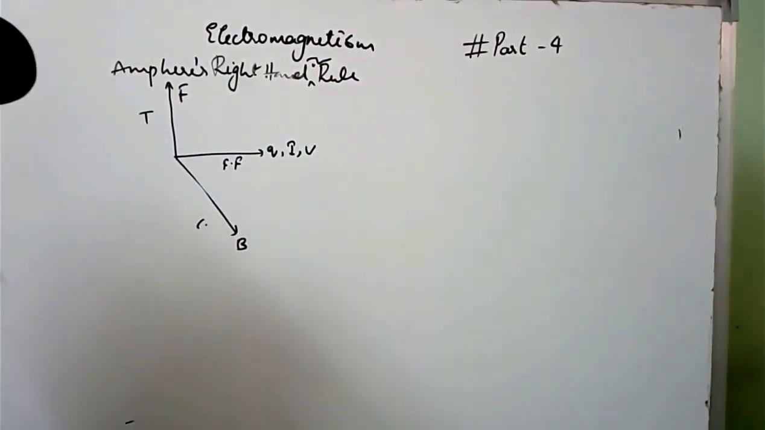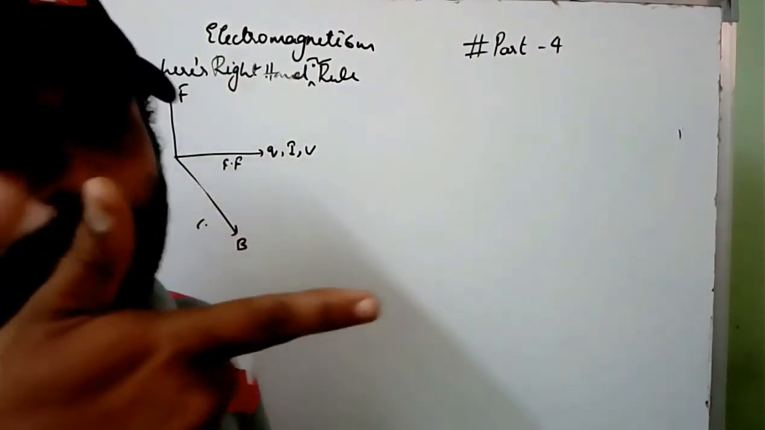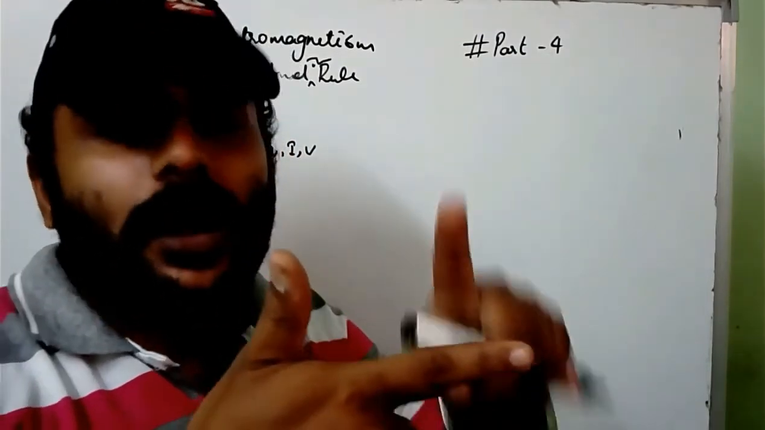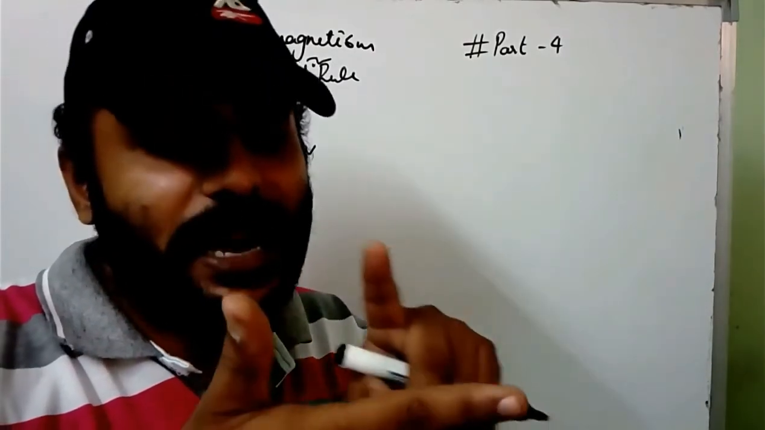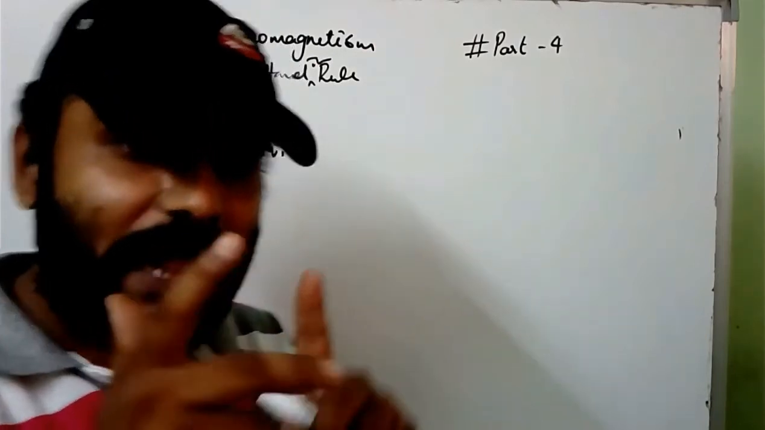So in Ampere's right hand thumb rule, what does it mean? If all the three fingers are perpendicular to each other, our thumb will tell us about the direction of the force, our forefinger tells about the direction of the charge or current or velocity, and our middle finger will tell us about the direction of the magnetic field.